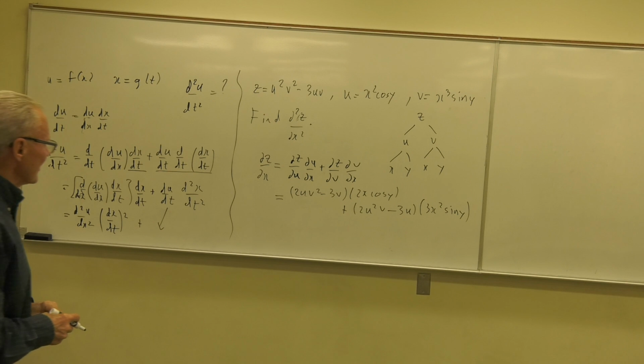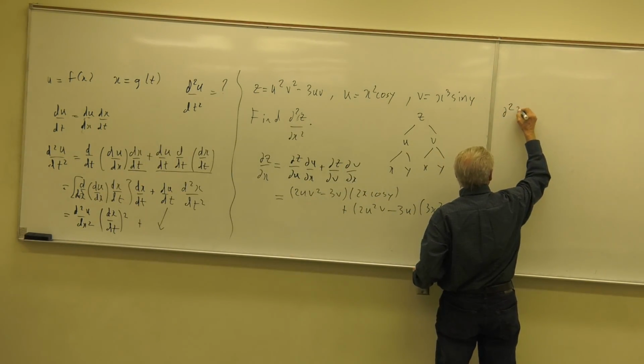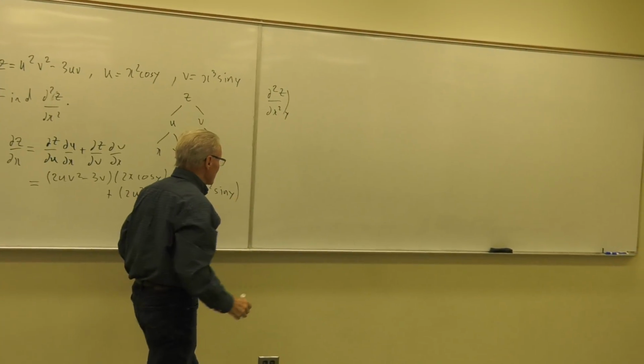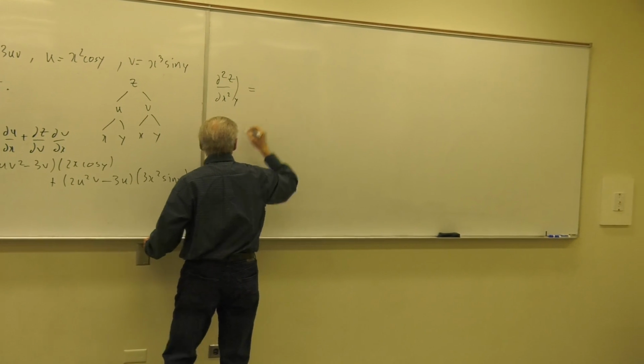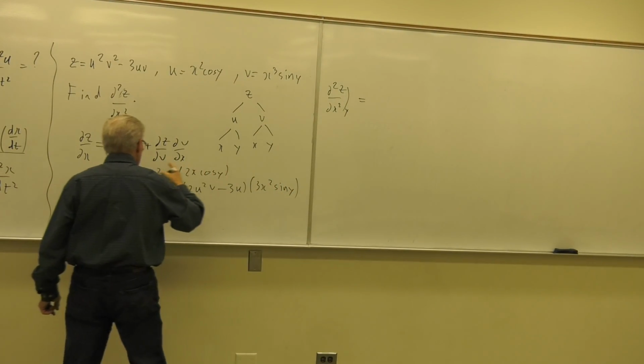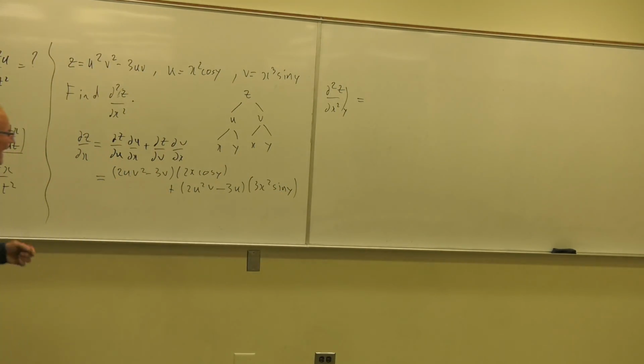I now want to calculate the second derivative, partial squared z partial x squared. And remember, this will mean holding y constant, if we want to put that there for emphasis. So I want to differentiate this big mess with respect to x, holding any y's that are there constant.